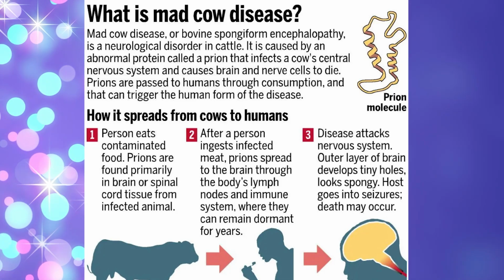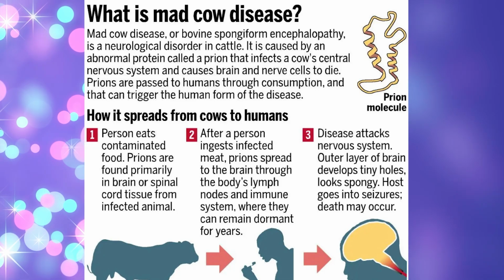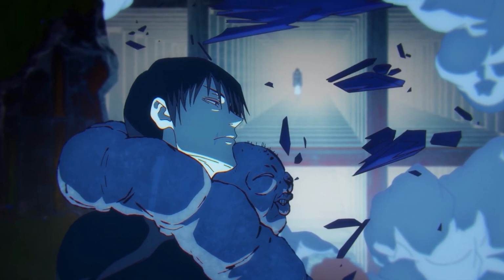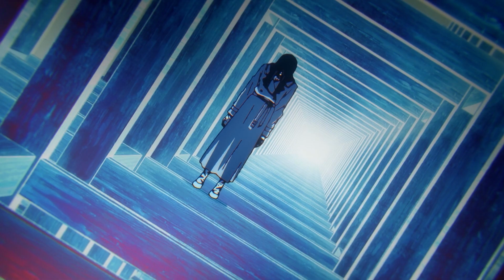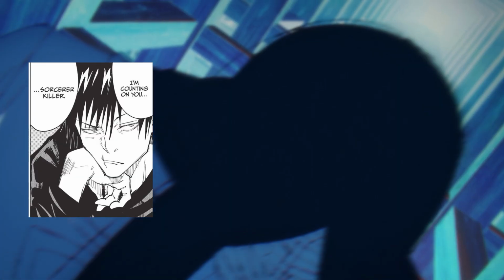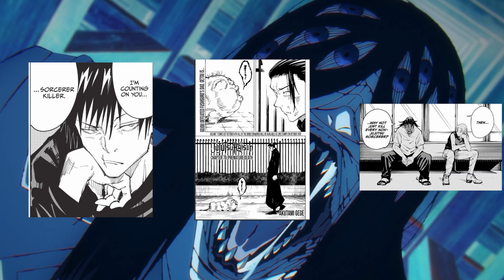Mad cow disease is a fatal brain disease in cows caused by a prion, a misfolded protein that corrupts other proteins, leading to cell death. There's no cure, and it spreads easily through consumption, which sounds a lot like how unresolved trauma works. The Zenin family was Toji's prion, infecting him with resentment toward all sorcerers and turning him into the sorcerer killer, which then infected Geto and turned him into the non-sorcerer killer.